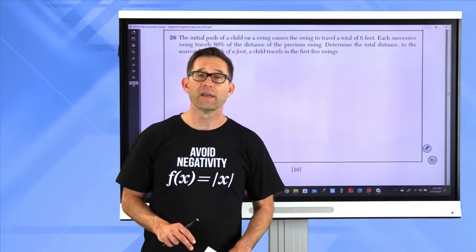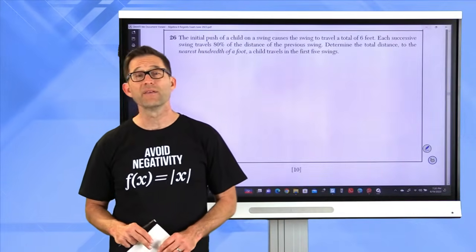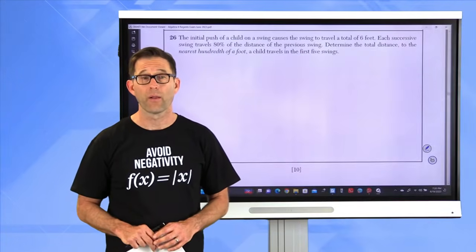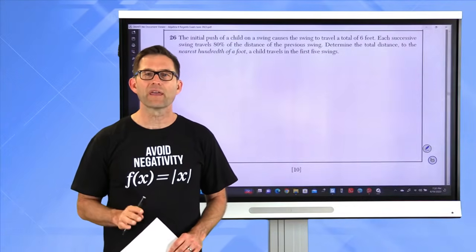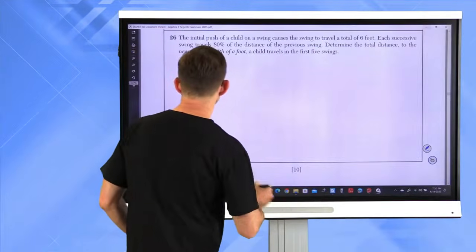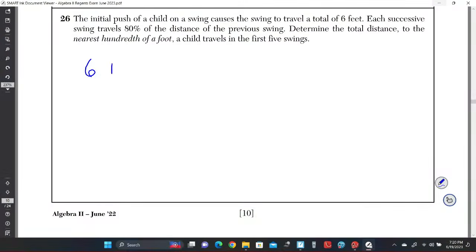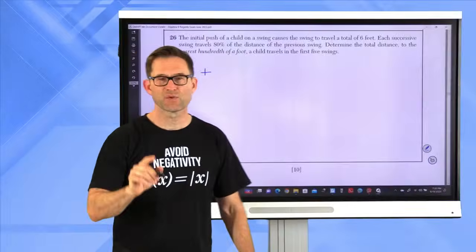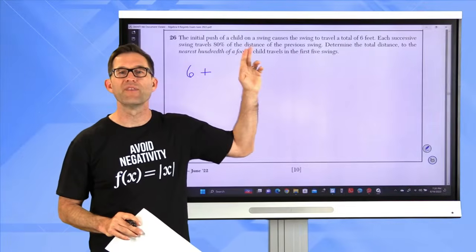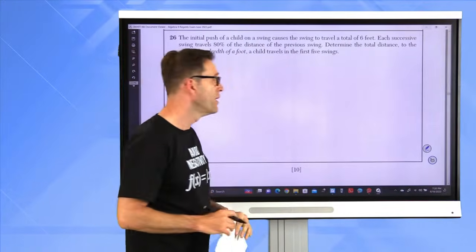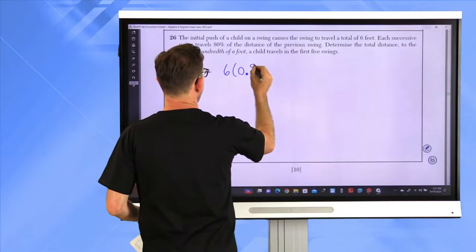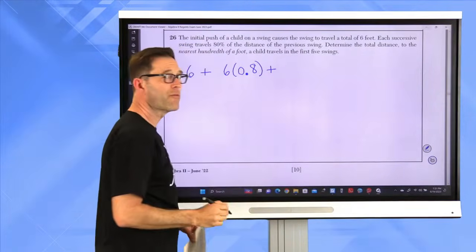Well, if they had said in 100 swings, I might do this a little bit differently. Also, the child would be on there for quite a while. But since they're just talking about 5 swings, I'm just going to write it out. On the first swing, I go 6 feet, so that's swing number 1. Now, swing number 2 is only going to go 80% of the distance of the previous swing. So that's going to be 6 times 0.8. That's how far we go the next swing.